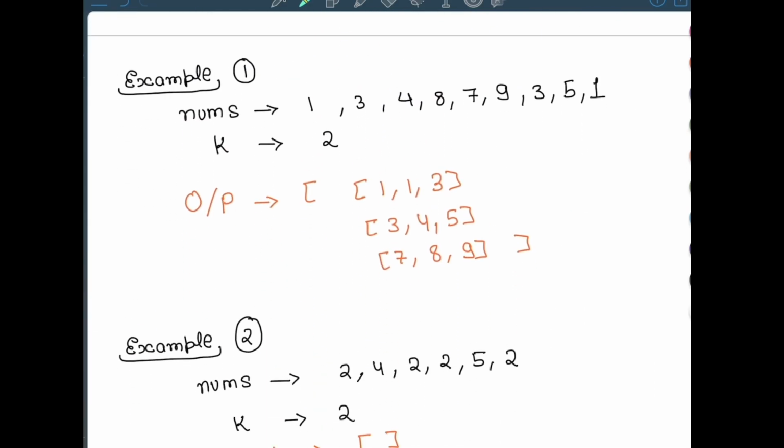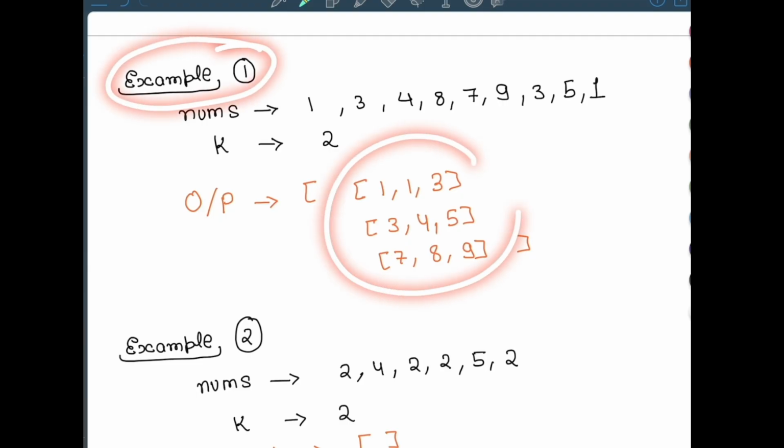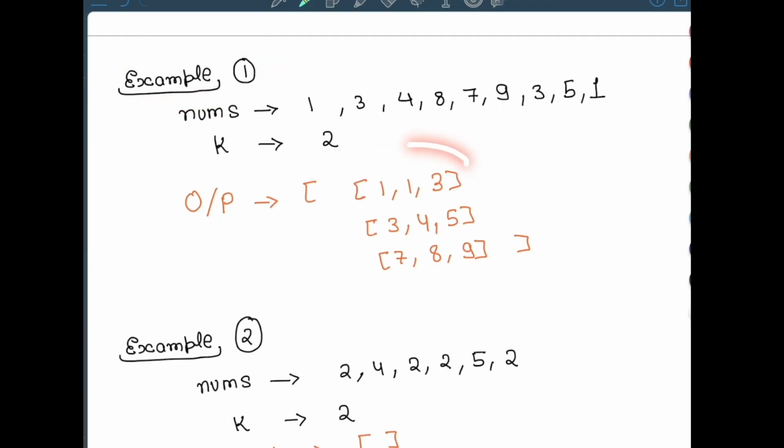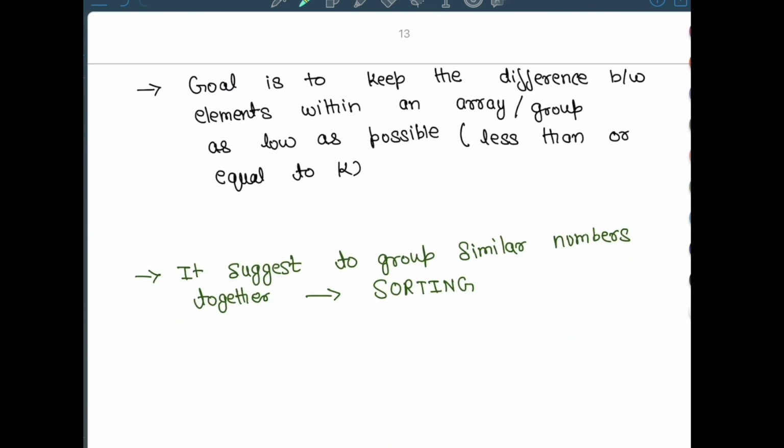Let me try to tell you this with example number 1. The groups which you are creating, you want these groups of 3 elements, none of the 2 elements in any group to have a difference of more than k, right? So you want the difference between any 2 elements in my array or in my group to be less than or equal to k. So if the value of k is 2, I want the difference to be 0, 1 or 2, as low as possible, right? As little as possible. And that's what this problem is. Our goal is to keep the difference between elements within an array or group as low as possible, or I would say less than or equal to k.